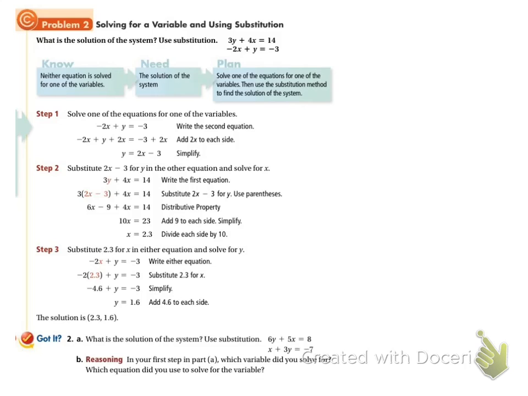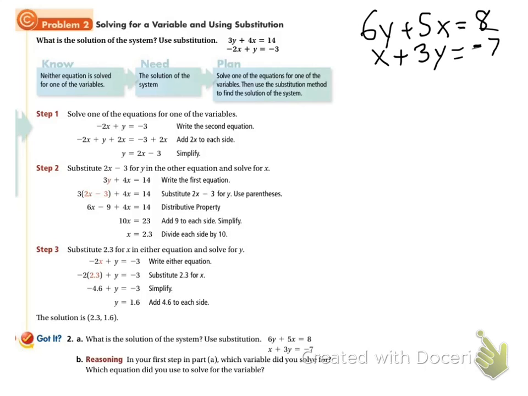Okay, so we've got another system. It's down here, but I'll write it up here. So 6y plus 5x equals 8, and x plus 3y equals negative 7. Okay, well here's our problem, right? We don't have a variable alone. I don't have something that just says it's equal to some expression. So I need to do a little bit more work before I can substitute.